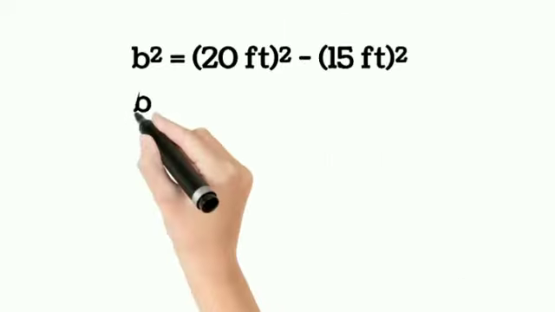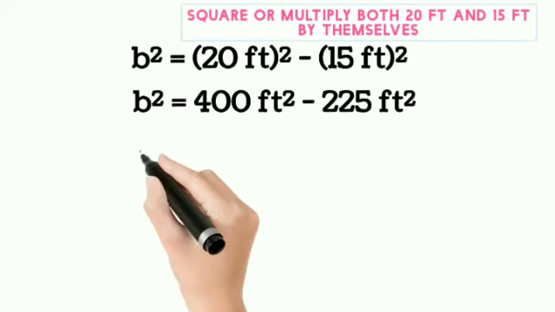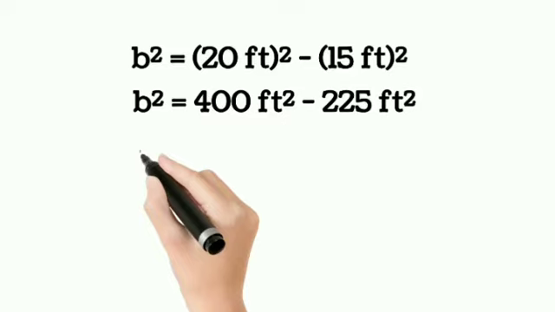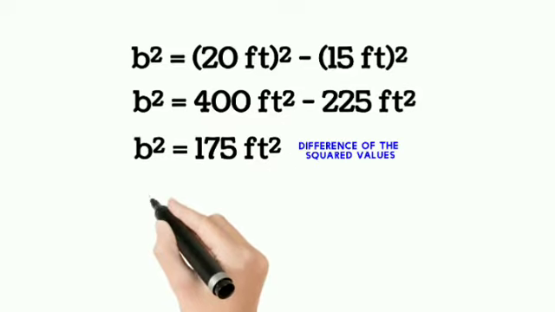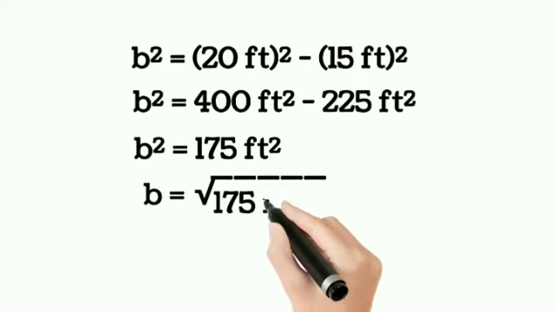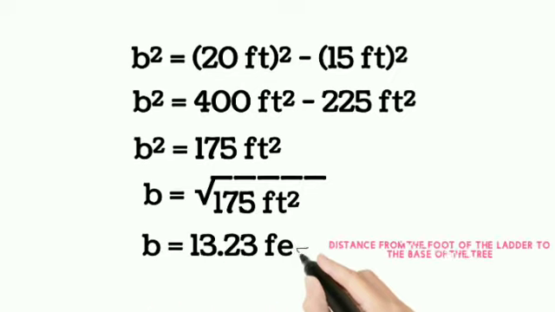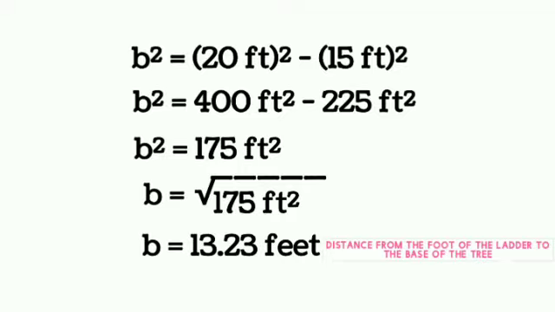Squaring the substituted values, b squared is now equal to 400 feet square minus 225 feet square. Thus, b squared is equal to 175 feet square. Squaring both sides of the equation, b is equal to the square root of 175 feet square. Therefore, the distance from the foot of the ladder to the base of the tree is equal to 13.23 feet.